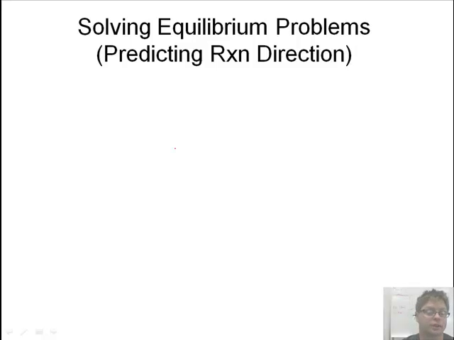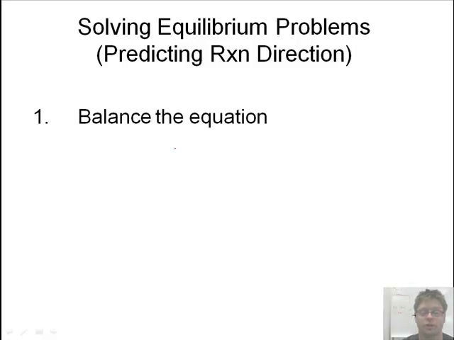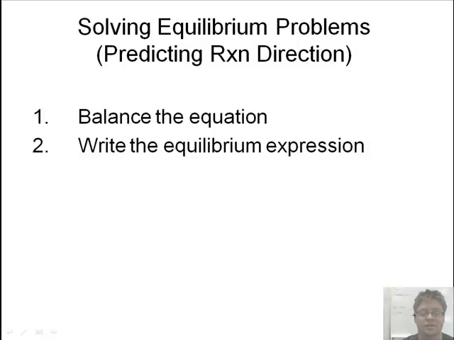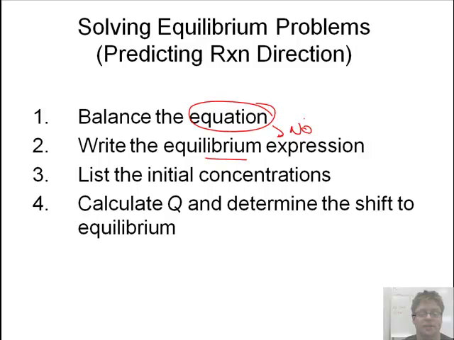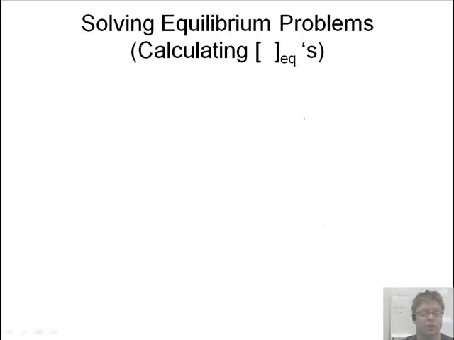When you want to predict the reaction direction, first thing you want to do is balance the equation. Second thing is write the equilibrium expression. Now, is it possible to write the equilibrium expression if you haven't balanced the equation? No, you don't have the powers to write. List the initial concentrations. So you just want to know what you start with if you're given that information. Then you calculate Q and determine the shift in equilibrium.